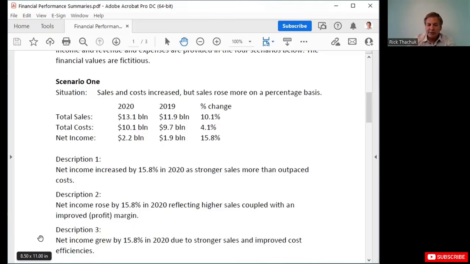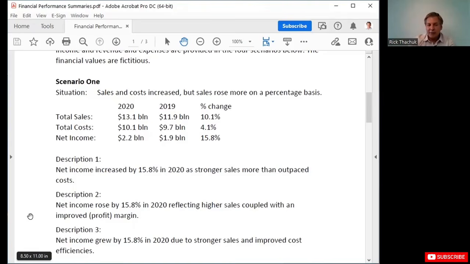Let's look at description number three. Net income grew by 15.8% in 2020 due to stronger sales and improved cost efficiencies. Okay, we've seen some of these terms before. Due to, that's instead of because. Stronger sales is a way to mention sales going up. Improved cost efficiencies, well, that means we have spent less money, which means that if sales went up this amount, you might expect costs to go up by the same percentage amount, but they didn't. They went up by less on a percentage amount, which means the company has become more efficient. They've been able to produce more at relatively less cost than before.